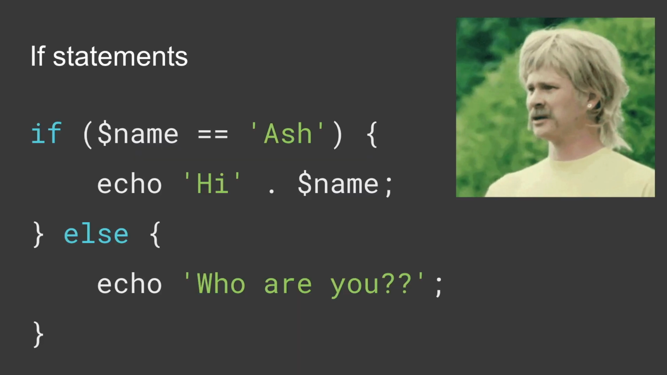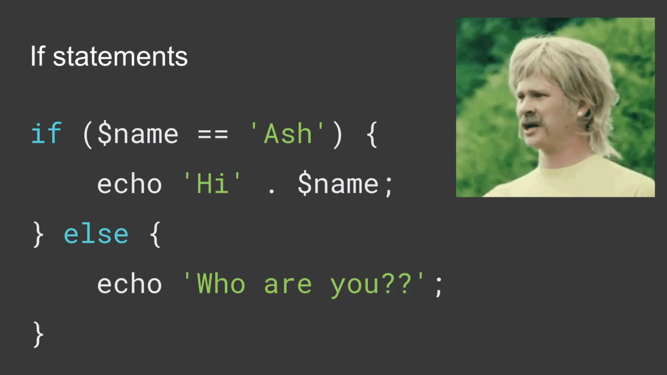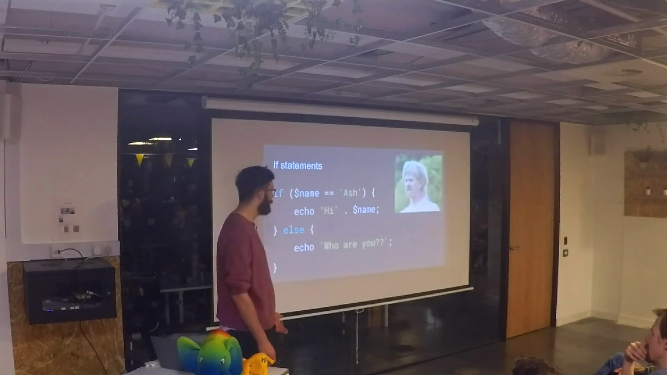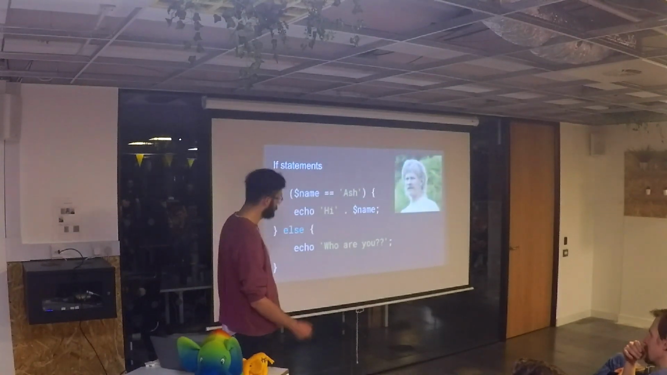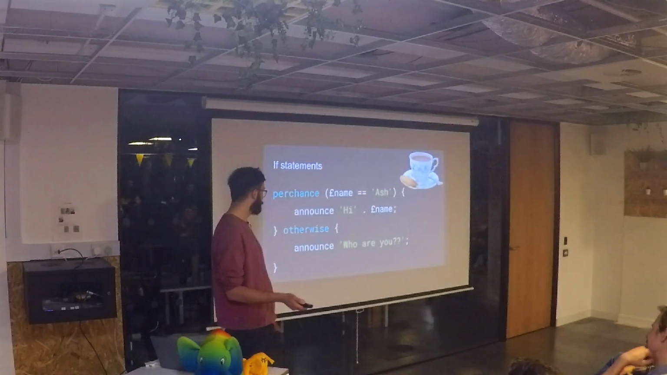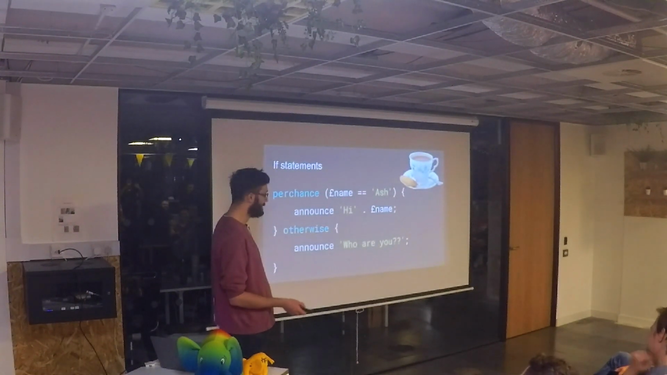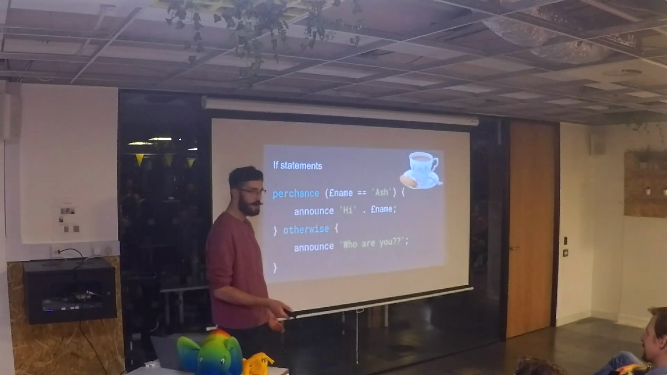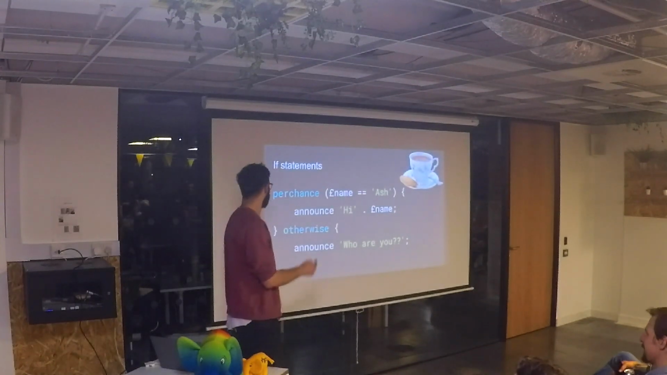Next up, we have if statements. They're not too bad. They're just a bit cold, a bit robotic, a bit to the point. I think we can do better than this in our new version of PHP. So I introduced the perchance otherwise statement. Much more friendly, much more welcoming, much more British.